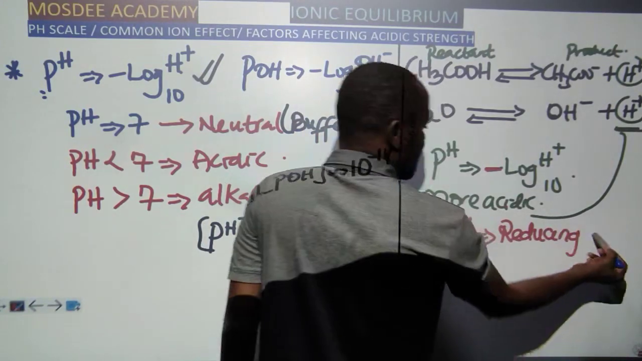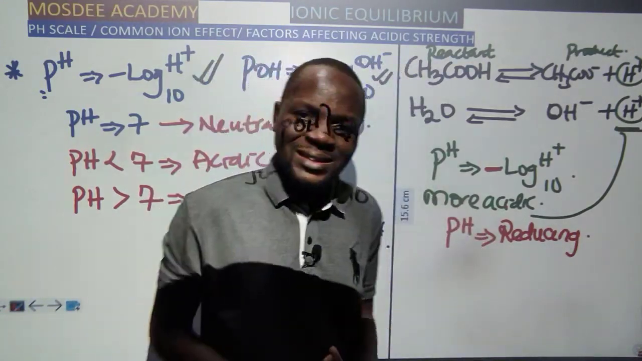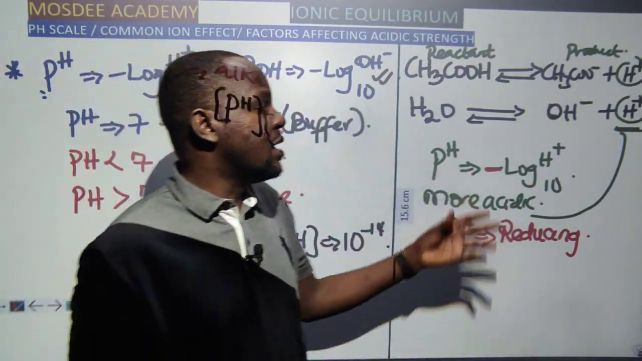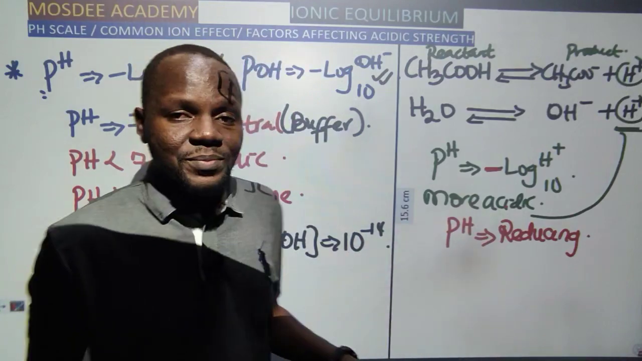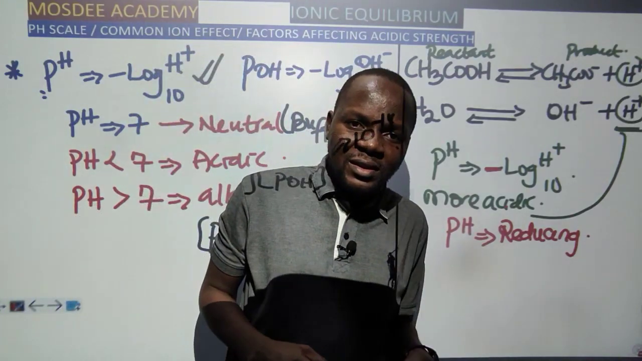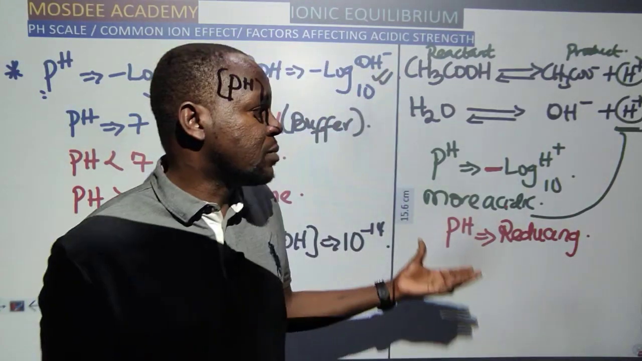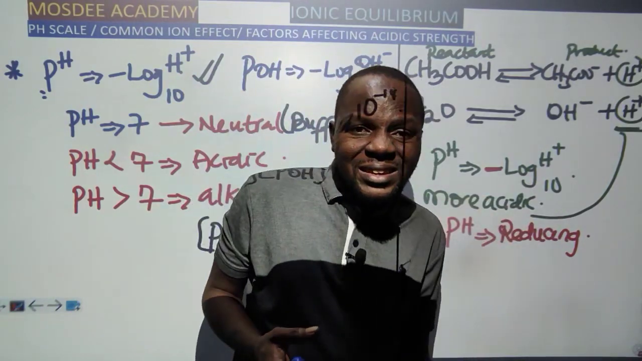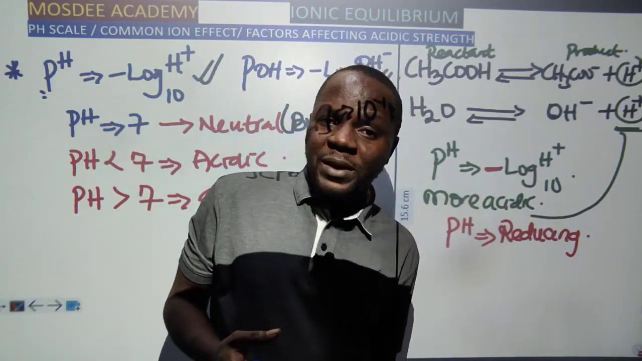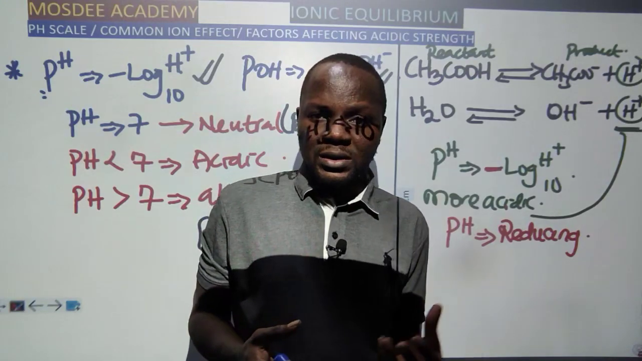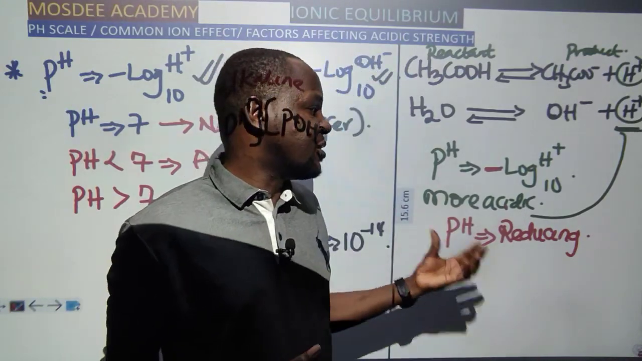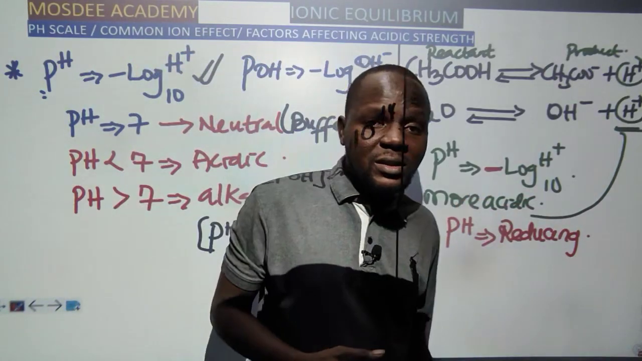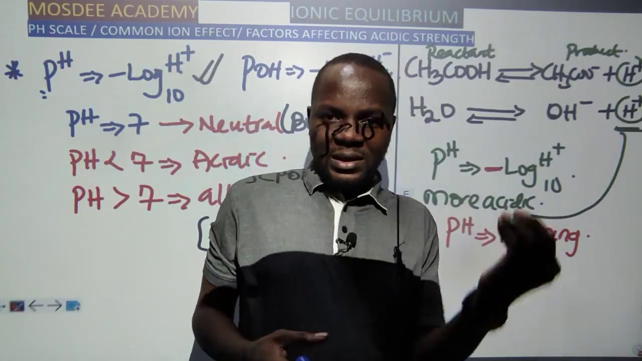Reduce. So if it is the other way around, if OH is now decreasing, what will happen to the value of pH? It will be increasing. If H plus is decreasing, what do you expect? You expect the pH to increase. Please note that, these are the logic we use to understand. So if H plus is reducing, the pH will be increasing.